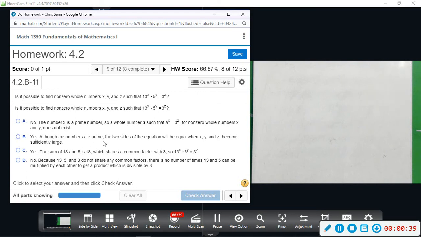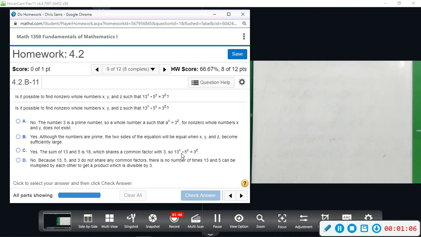It says yes, the numbers are prime. The two sets of equations will be equal when x, y, and z become sufficiently large. It says yes, the sum of 13 and 5 is 18, which shares a common factor with 3.